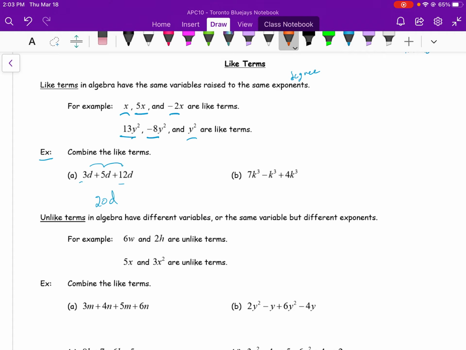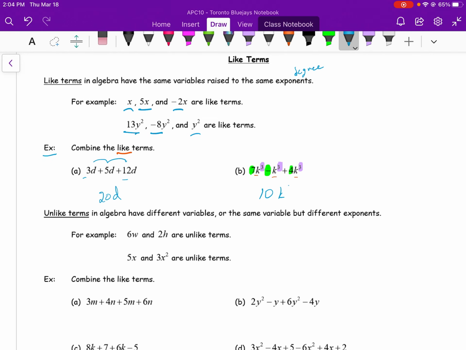Let's move on to the next example. B. Combine like terms. I have the same variable. Check. And these variables are all raised to the same degrees, to the same exponent. So I simply add the coefficients. So I take a look at the coefficients. My coefficients here are positive 7, minus 1, plus 4. So 7 minus 1 plus 4, so 7 minus 1 is 6, plus 4 is 10. So I have 10k cubed.